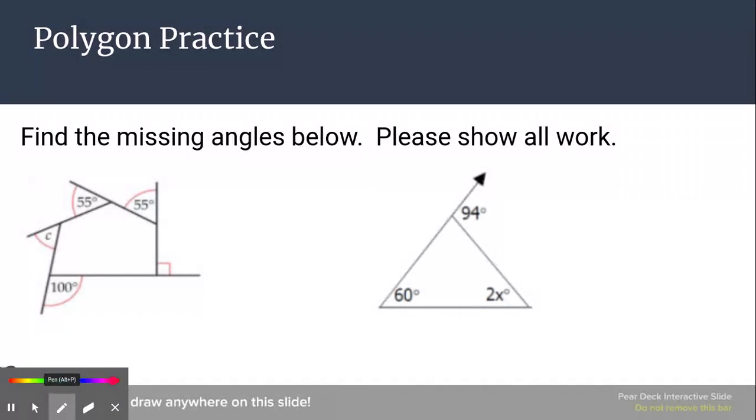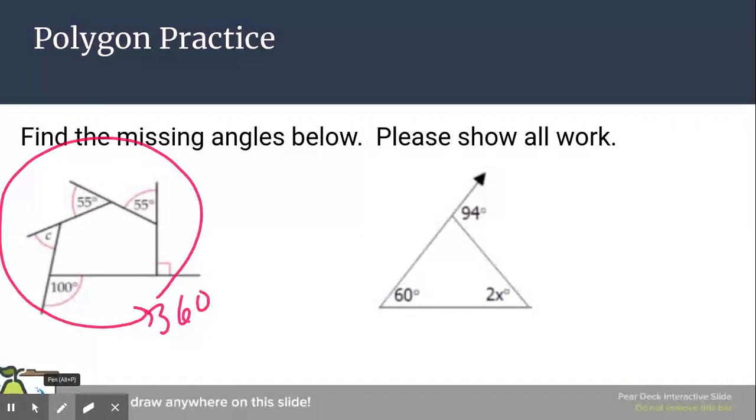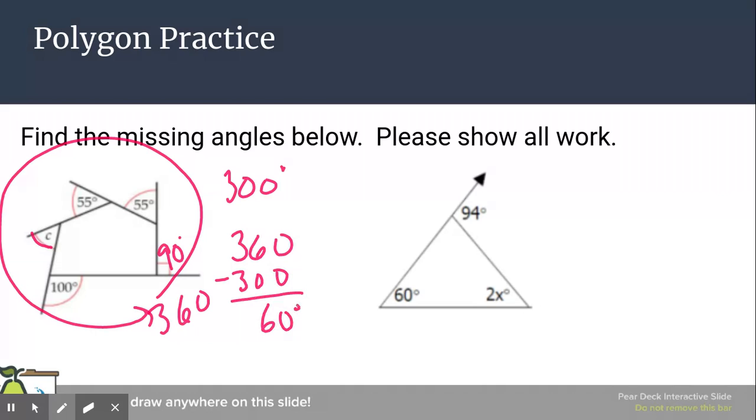So for the first one, I know that there are 360 degrees that go all the way around here, right? And there's a 100-degree angle. This is a 90-degree right angle, two 55s. So I know that if I add these together, we have a grand total of 55 plus 55 plus 90 plus 100 would be 300 total degrees right now. 300 total degrees right now, but we're missing this angle C. So what if I just took 360 and subtracted the 300 away? I think that that would give me that this missing angle is 60 degrees.